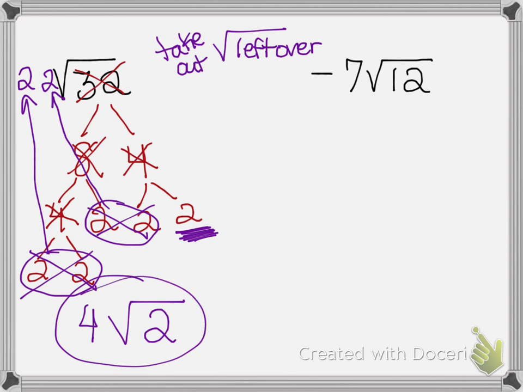Let's look at this next example. 12. What multiplies to give me 12? I'll just do 3 times 4. And then I ask myself, what multiplies to give me 4? 2 times 2. I could ask myself what multiplies to give me 3, but it's just going to be 3 and 1, so I'll leave it alone.